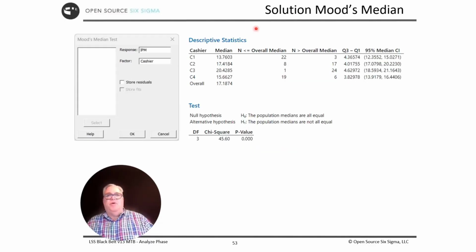It would also be appropriate to use the Mood's median test. So if you did that, I've got my dialog box filled in here and the results. So again, my p-value is 0, so one of the medians is not like the other. And again, we see cashier 3, if I look at it kind of like a sign test, 24 out of 25 of their items per minute on a shift were above the grand median.